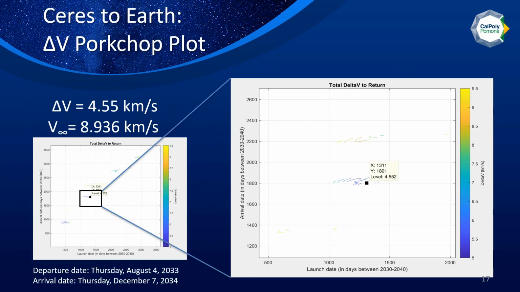Finally, this is the Ceres to Earth porkchop plot, which was generated with the condition to re-enter Earth under 10 kilometers a second. As can be seen, our optimal delta V to return is 4.55 kilometers per second, giving us a velocity at Earth around 9 kilometers a second. The departure date will be August 4th, 2033, and the arrival at Earth will be December 7th, 2034.